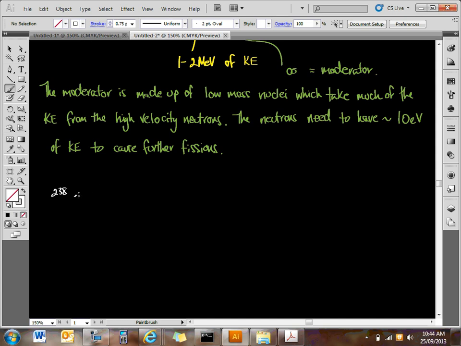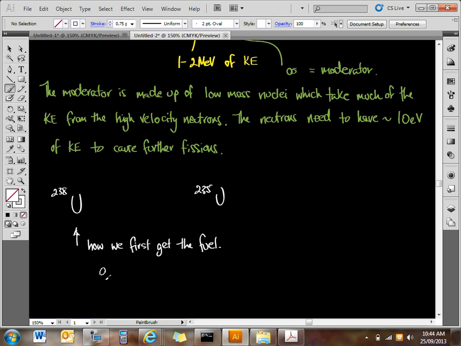238 and 235. What am I talking about? Isotopes of uranium, okay? This one here is much of the stuff that we dig out of the ground. So this is how we first get the fuel.